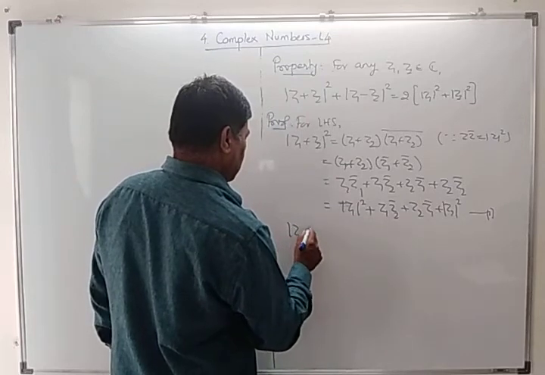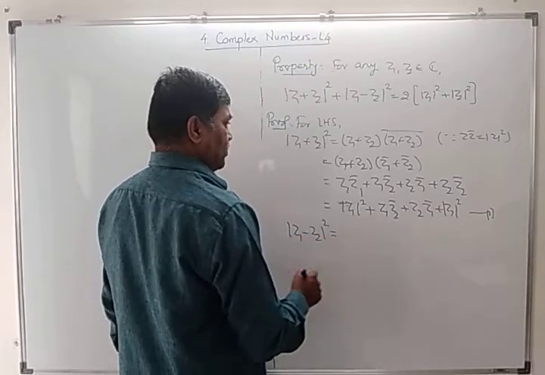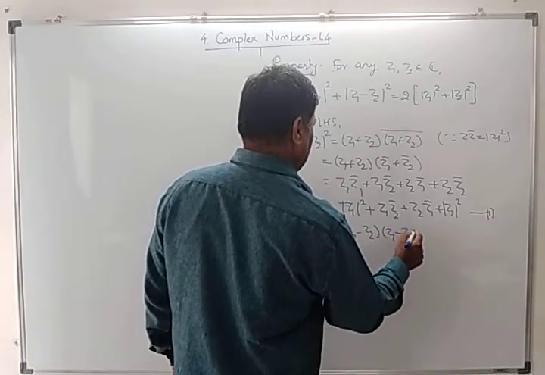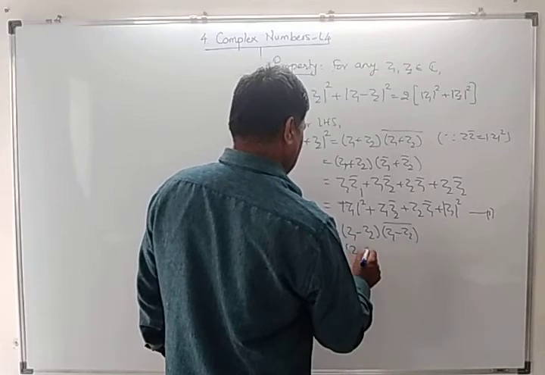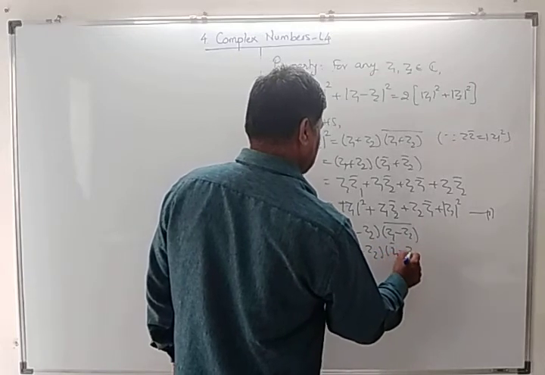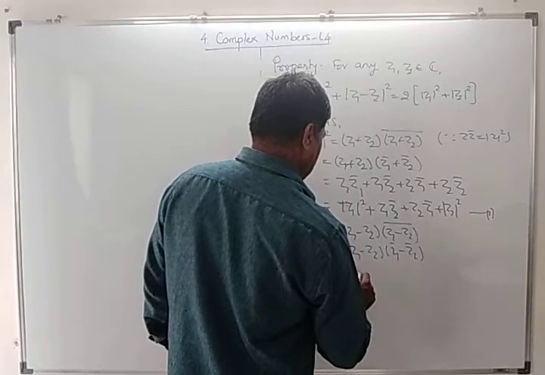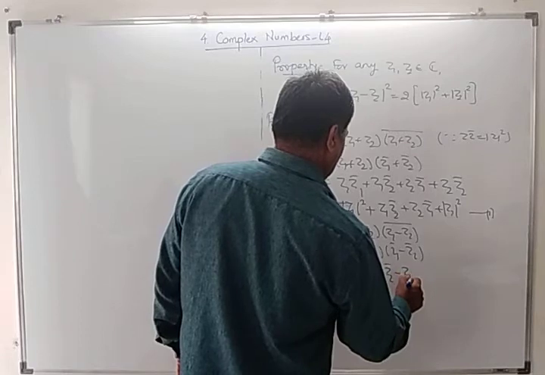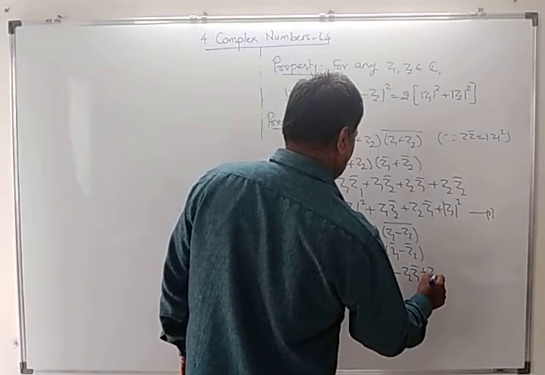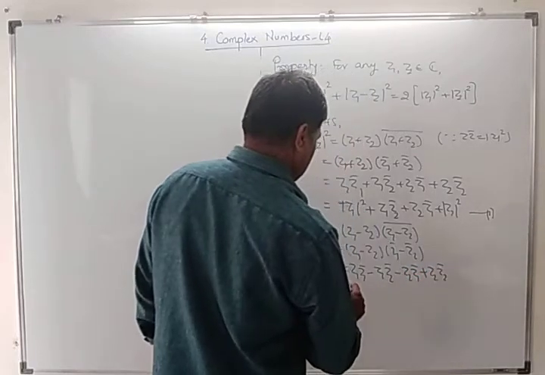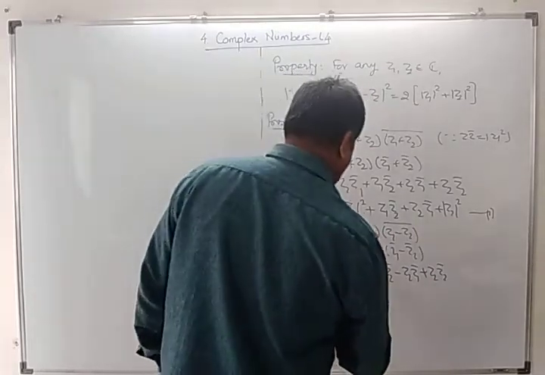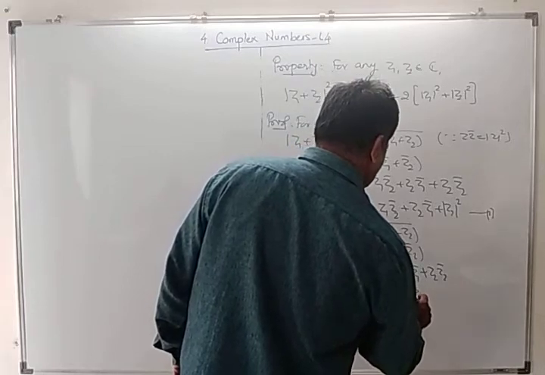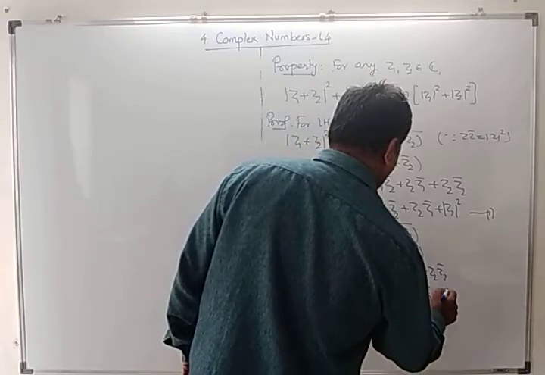Mod of z1 minus z2 squared is equal to z1 minus z2 into the conjugate of z1 minus z2, which is equal to z1 minus z2 into z1 bar minus z2 bar, which is equal to z1 z1 bar minus z1 z2 bar minus z2 z1 bar plus z2 z2 bar, which is equal to mod of z1 squared minus z1 z2 bar minus z2 z1 bar plus mod of z2 squared.